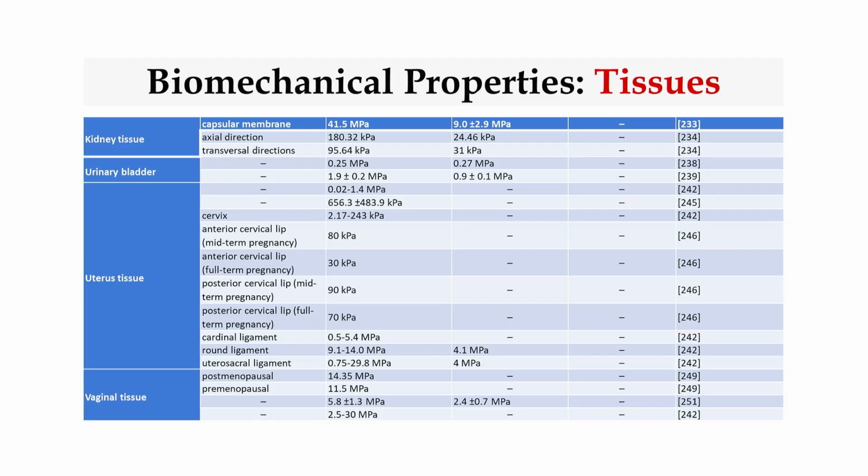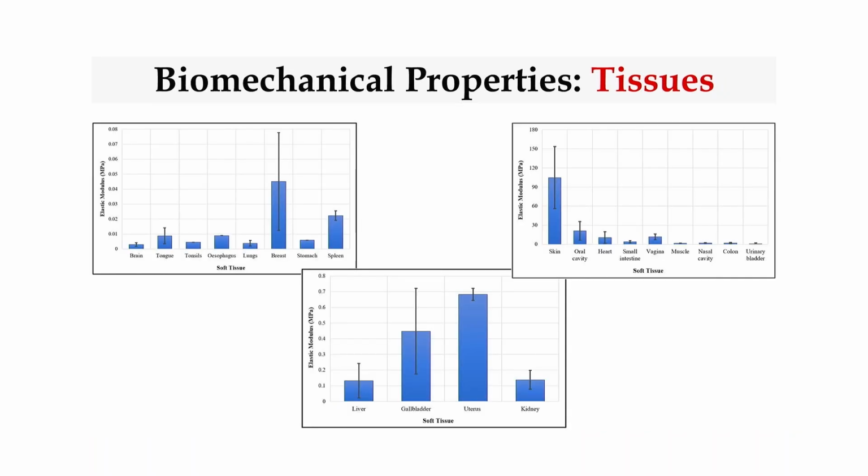Very, very important components of the uterus tissue, or the uterus as an organ, and all these properties have been very well defined, majorly for understanding the female pelvic system. The last one is vaginal tissue. This is also defined for the postmenopausal and the premenopausal with different properties, right? Okay, this is something to consider.